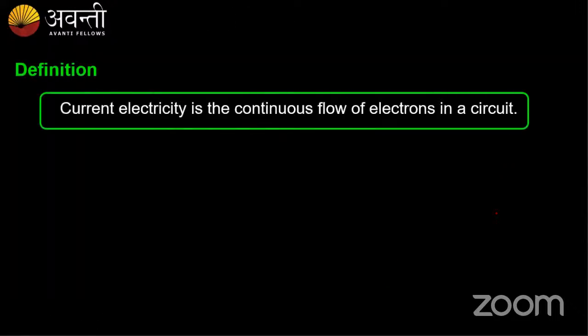So now we'll come to the definition of current. The definition of current electricity is the continuous flow of electrons in a circuit. So when we discuss current electricity, it's about the continuous flow of electrons in a circuit.